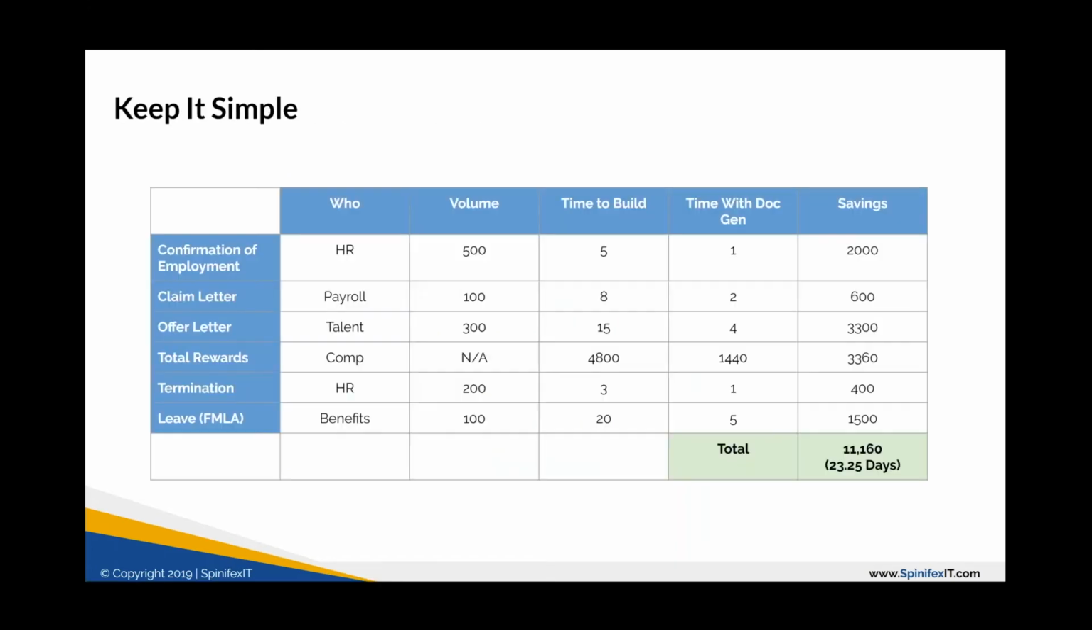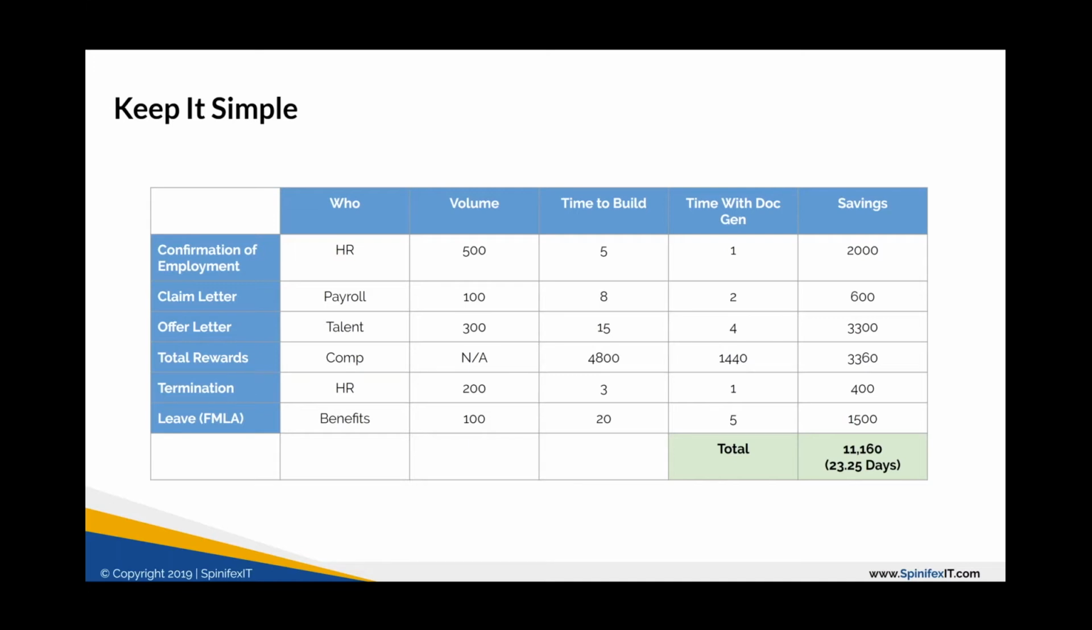So I put together these 6 documents. Let's say it's a small, medium-sized organization, maybe 5,000 employees, right? If we look at this, they're generating about 300 offer letters, 200 termination letters. So they're a small, growing organization, because they're hiring more than they're terminating. Maybe it's the high-tech industry, who knows?